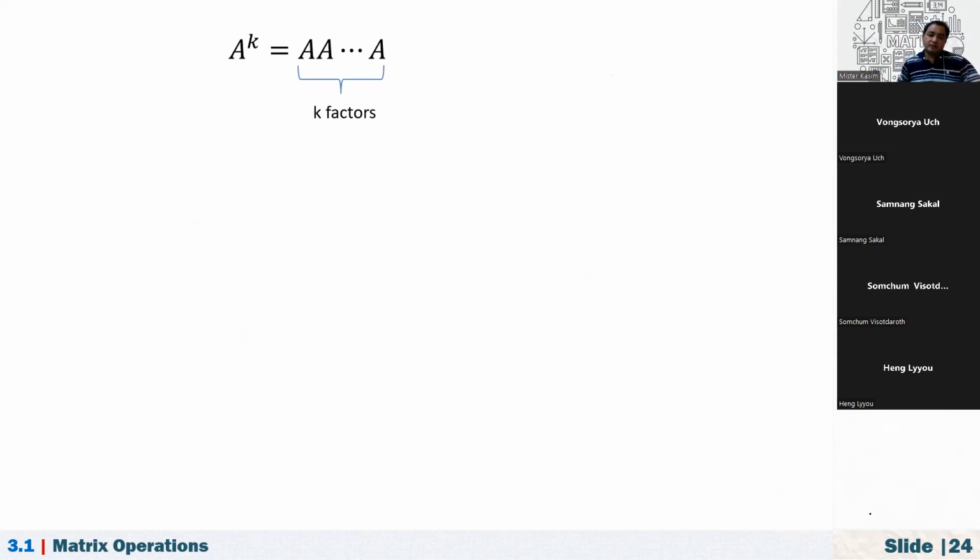When you studied real numbers, the power of A is defined as what? If you multiply A by itself n times, in a very short form you can write it as A to the power of n. So this n is called the power, right? And the same thing can be defined for matrices. If matrix A is multiplied by itself k times, we can write it as A to the power of k.